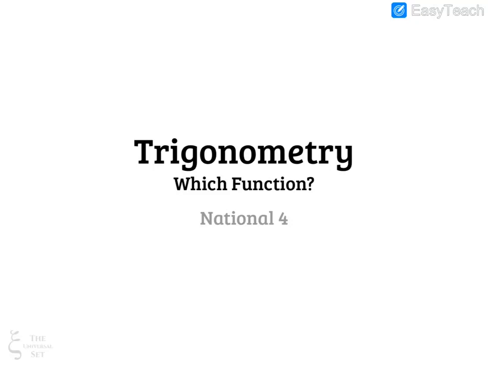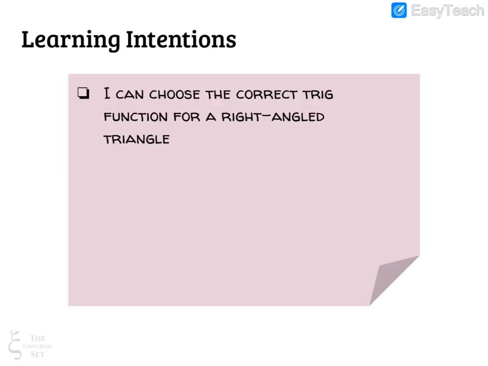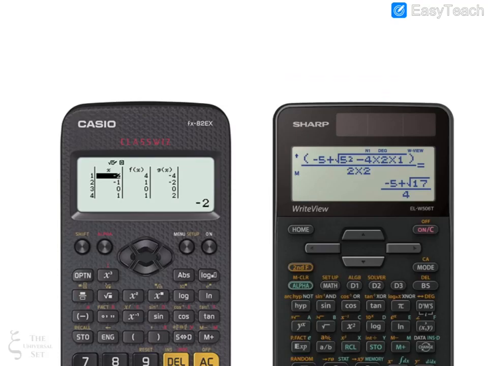Hello, this is another video about trigonometry and we're going to be looking at deciding which trigonometric function we should use to solve a problem. So if we've got a trig problem with a right-angled triangle in it, there are three different trig functions that we need to know, and we need to know which one is the useful one for the problem we're looking at. So first of all, what are those three trig functions?